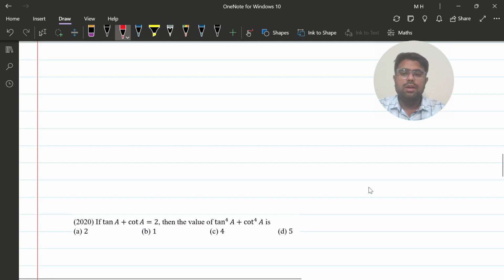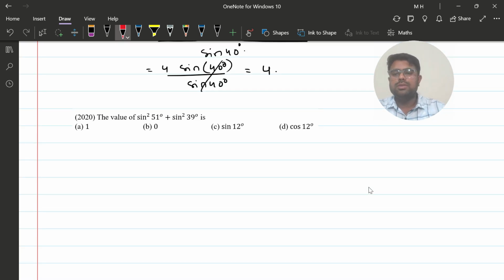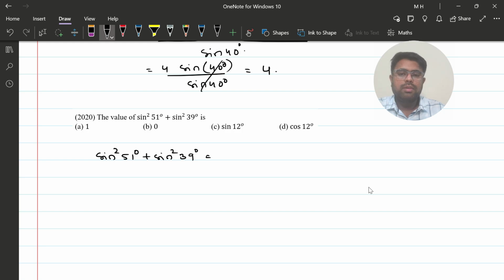If I have to take up the next question, it says the value of sine square 51 degrees plus sine square 39 degrees is. Look, this is going to be an easier question. Why? Because if you add these two, that is 51 plus 39, it is going to be 90, right? So what I'll do is, I will convert one of these into cos. So sine square 51 degrees plus, I can write this 39 as 90 degree minus 51 degree, right?